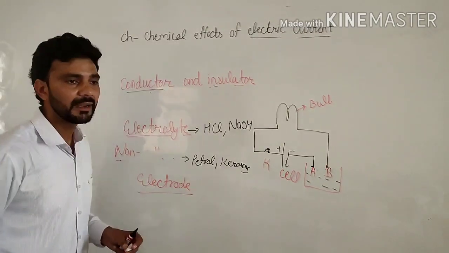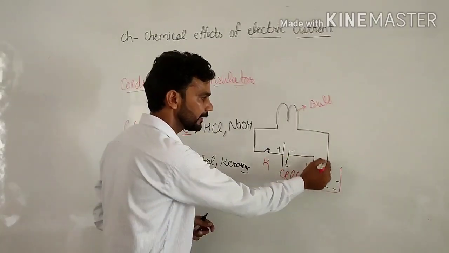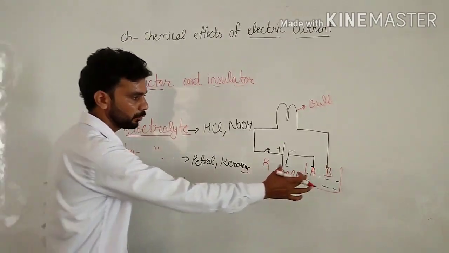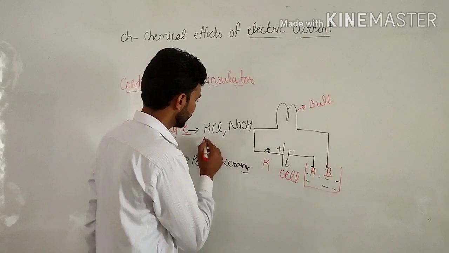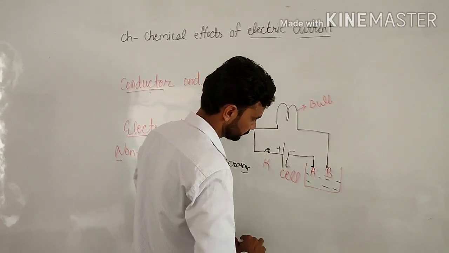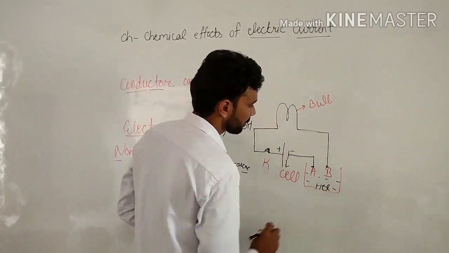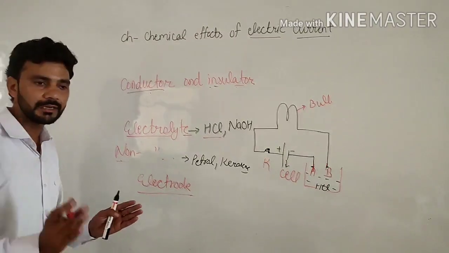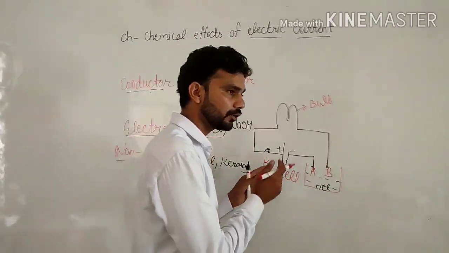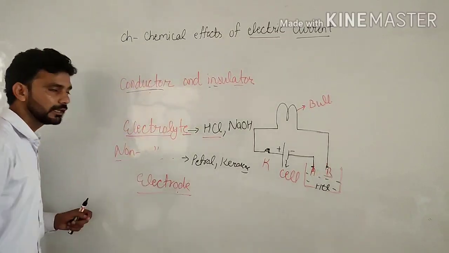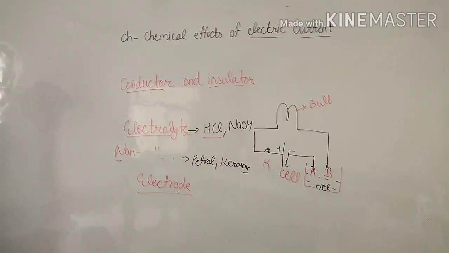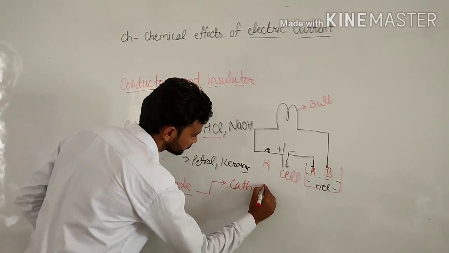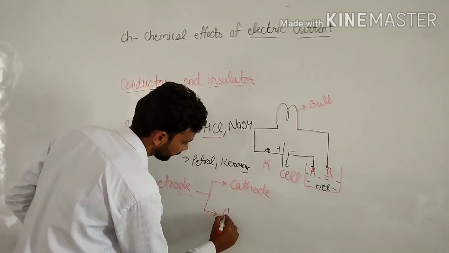Electrodes are the metal wires or rods through which current enters or leaves an electrolyte. Suppose in this beaker we have an electrolyte, HCl. Then these two metal wires or rods are known as electrodes. The metal wires or rods through which current enters or leaves an electrolyte are known as electrodes. We have two types of electrodes: cathode and anode.